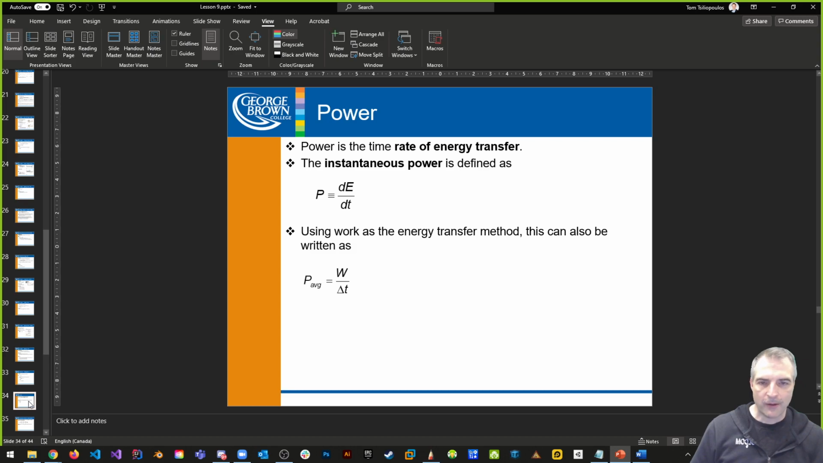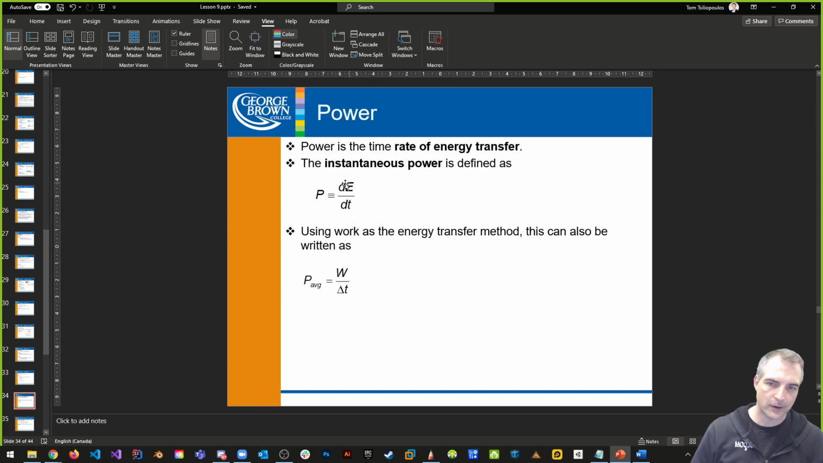All right, what about power? Remember, power was the rate of energy transfer. So we can define instantaneous power as the derivative of the total energy with respect to time, or the change of energy over the change of time. That's the total power of a system. The average power is the total work done over the change in time. So work over time is the average amount of power being used.